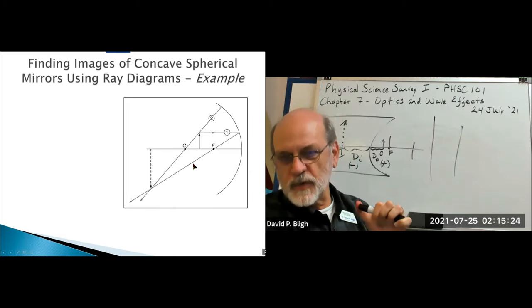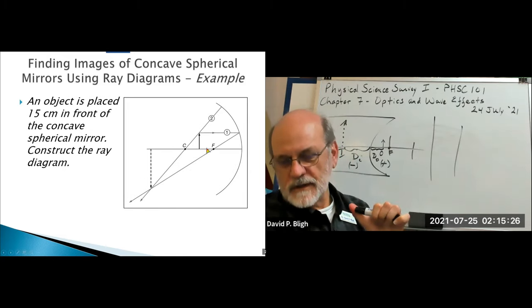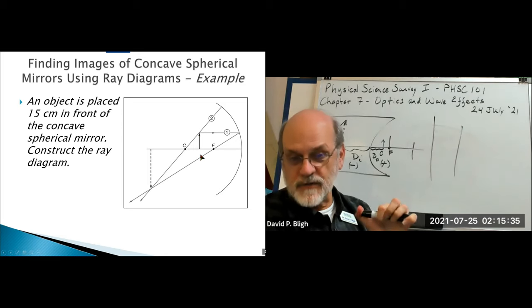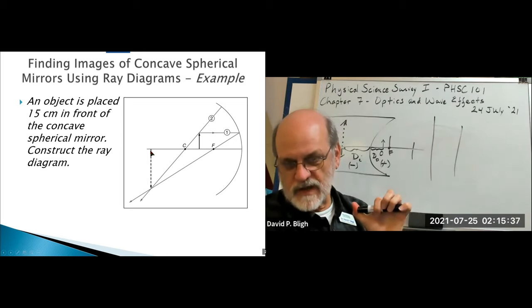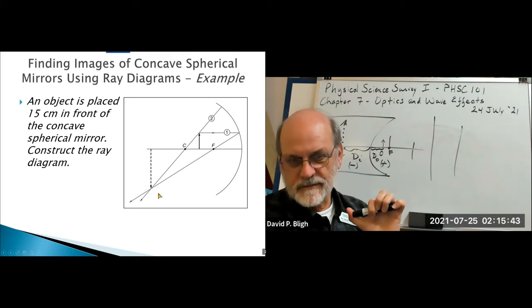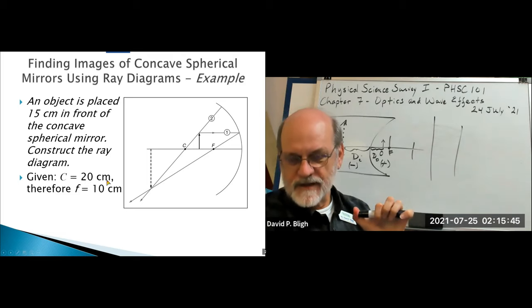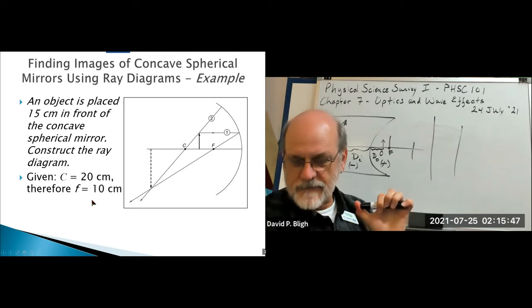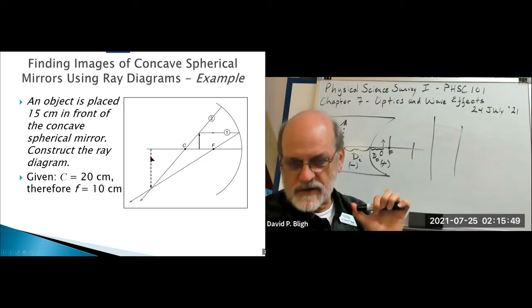Now we're going to put the object at 15 centimeters. So if this is 20 and that's 10, this is 15. And now where does the image form? Well, the image forms over here, right? We just draw our lines as before. There it is. C equals 20, F is 10 centimeters, and there's our image.